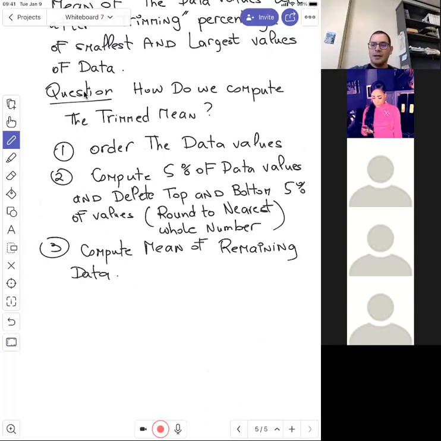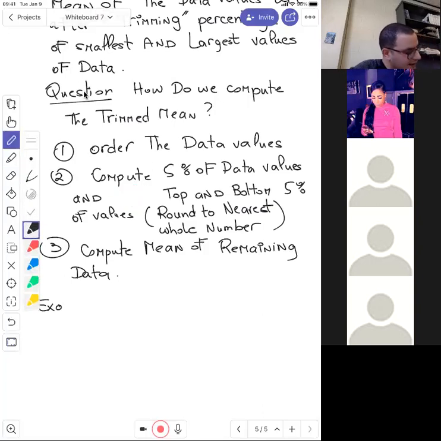Okay. All right, so let's have an example. Example 1. Excuse me? Yes, please. That word is depict. Which word? Compute 5% of data values and depict. No, delete. Oh, delete. Yeah, sorry, my L is not, sorry, yes. That's delete, yes.